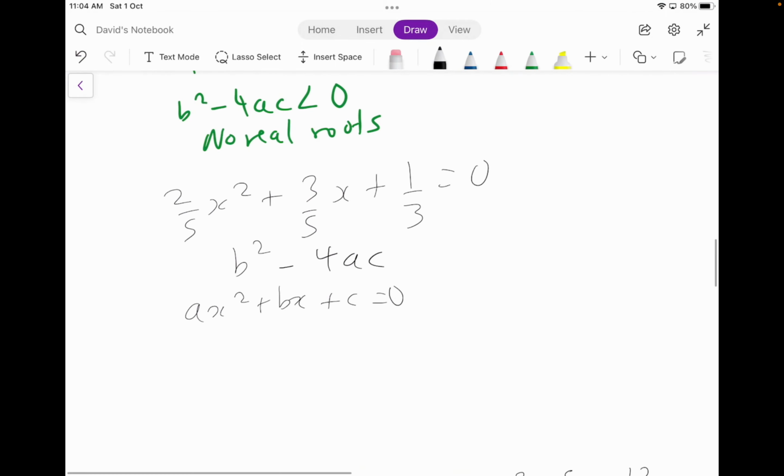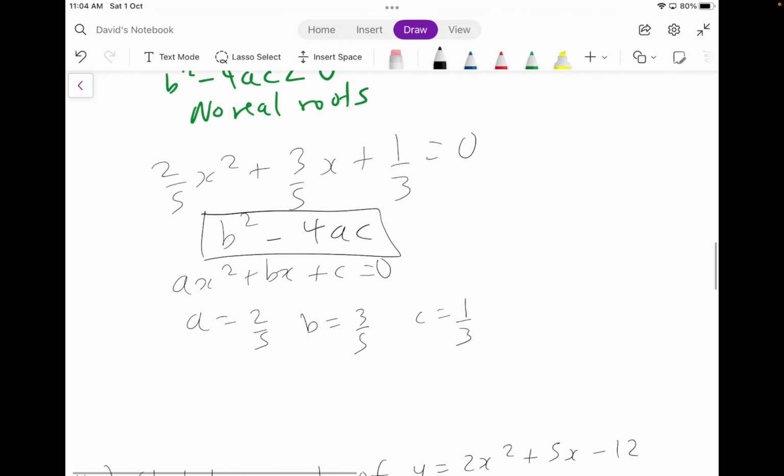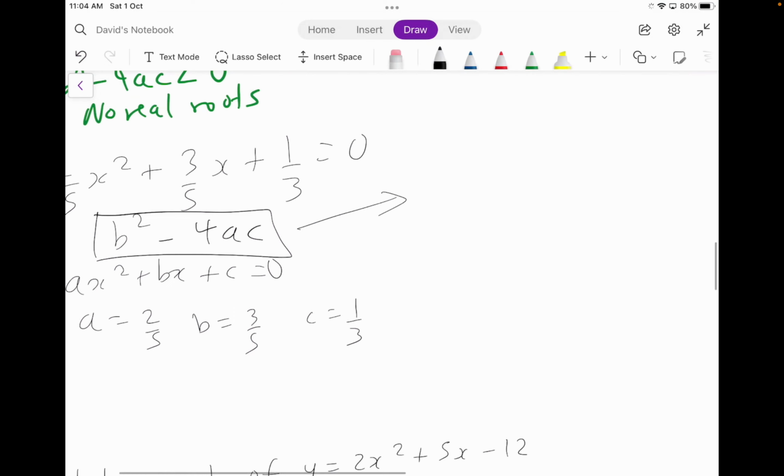Alright, so we have to find out a value. A is 2/5, b is 3/5, and c is 1/3. Now we're going to plug it into this equation over here. So b squared, I'm just going to write it down there so that we can see it. It's going to be (3/5) squared minus 4, in brackets a, 2/5, in brackets c, 1/3.